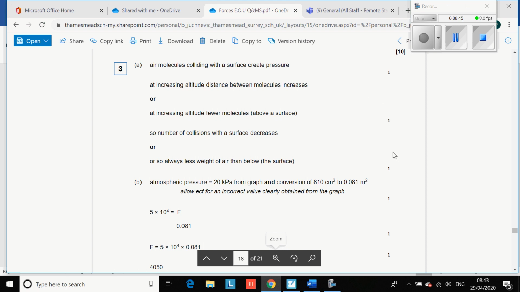Okay, so you've got 3 points you need to make. Air molecules colliding with the surface create pressure. At increasing altitude, there are fewer molecules, so there is less weight of air below. Okay, or words to that effect. So have a look at your answer. Have you covered those points?